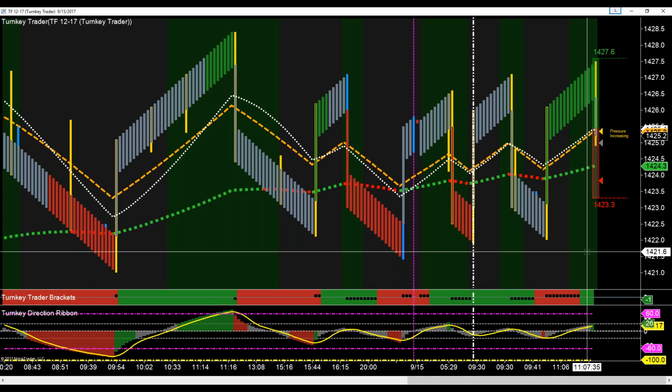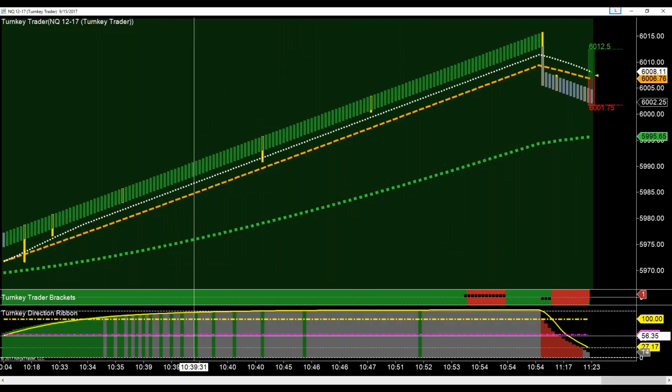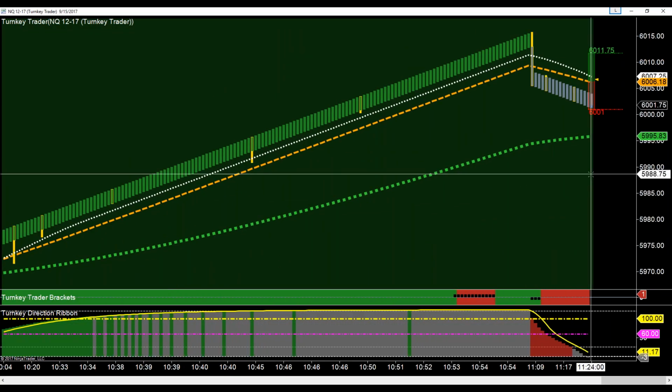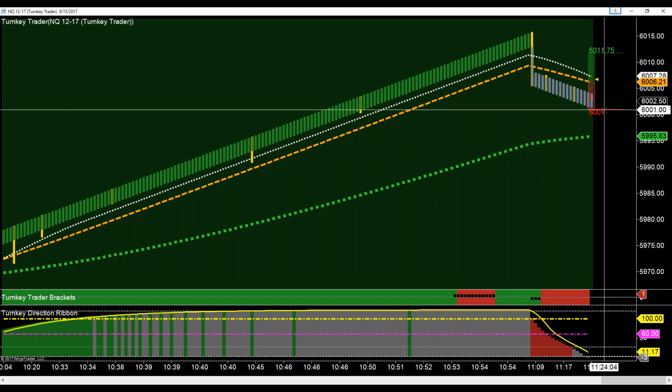So, pretty straightforward. We just want to see really clear trends. And even our bounces are similar to a kind of continuation almost. We're still continuing the trend after a little bit of a reversal.